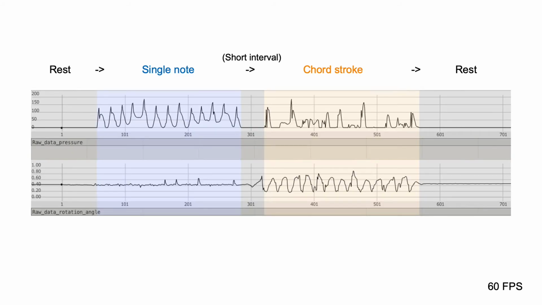Experimental result. We informally tested our prototype interface. One of the authors has been playing the guitar for 5 years. He sequentially played the guitar with our interface in the order of rest, single note picking, short interval, chord stroke, and rest for about 12 seconds. In this graph, each column shows the value of the pressure sensor and acceleration sensor respectively. The horizontal axis indicates the number of frames at 60 frames per second.